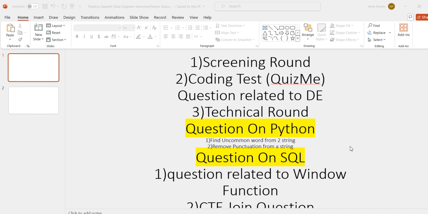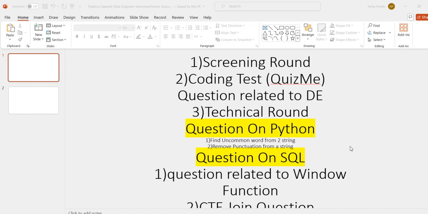Then the second question was to remove punctuation from a string. This is a basic question, not up to that level. They will give a string, and you need to remove the punctuation. For that you can write a regular expression. For the first question, you can use the split function, or write a loop, and then you can find it out. There are multiple ways to solve these questions.